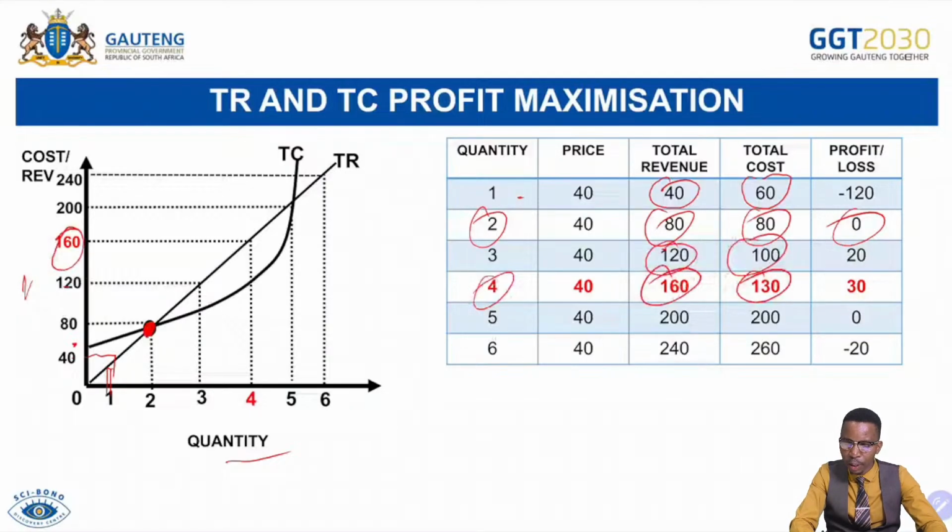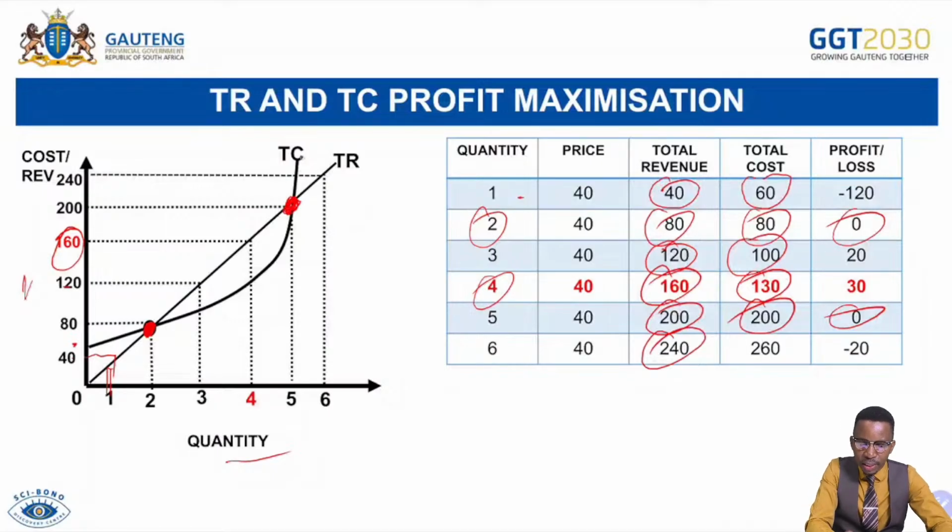Quantity number 5, total revenues are 200. Total costs are also 200. The firm is breaking even also, meaning this is the point we are talking about, because TR and TC are equal. Then in quantity 6, total revenues are 240, total costs are 260. You can see here that TR is just here, but TC is slightly above there. You can see TC overlaps slightly. That makes an economic loss for the business.